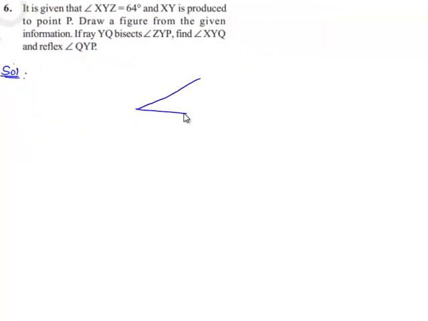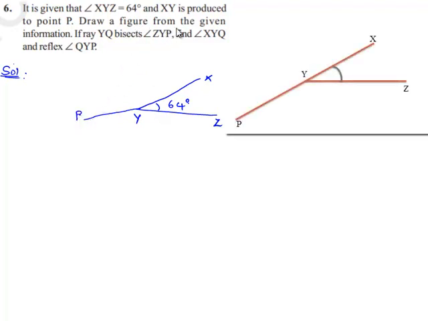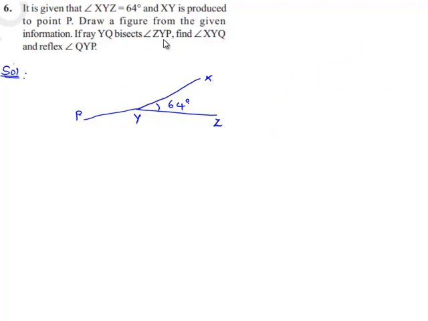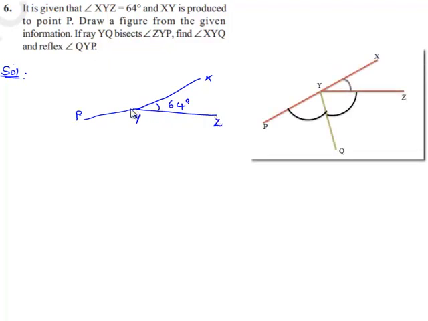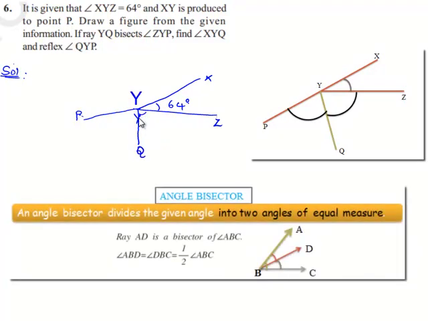Here it is given that angle XYZ is equal to 64 degrees, and XY is produced to point P. Let us extend XY to point P. Draw the figure from the given information. We have drawn the figure. If ray YQ bisects angle ZYP, that is ZYP is bisected by YQ, we can say that angle ZYQ is equal to angle PYQ. Find angle XYQ and reflex angle QYP.